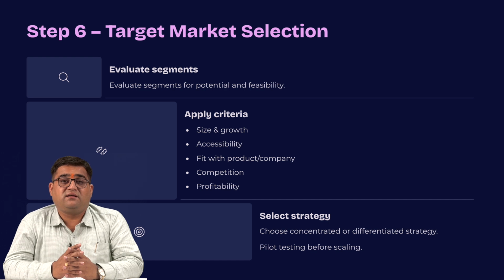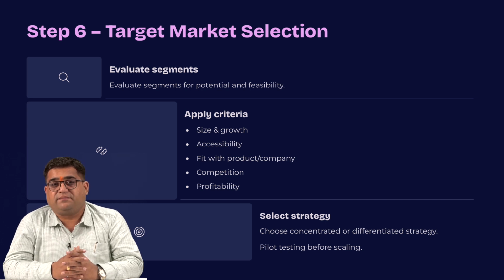This strategic decision also involves choosing an approach: a concentrated approach focusing on one or two key segments, or a differentiated approach targeting multiple segments with tailored strategies. Pilot testing in a chosen target market is often a prudent step before wider scaling. In essence, target market selection is about strategically matching the company's offering with the most receptive and profitable rural audience, marking a crucial shift from analysis to focused action.